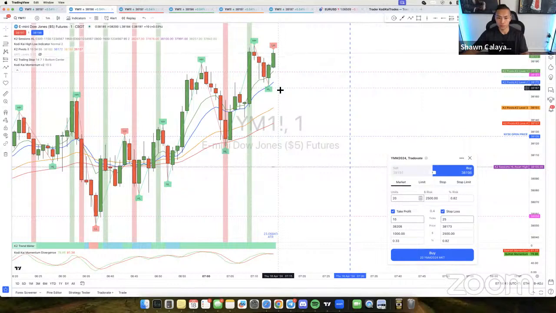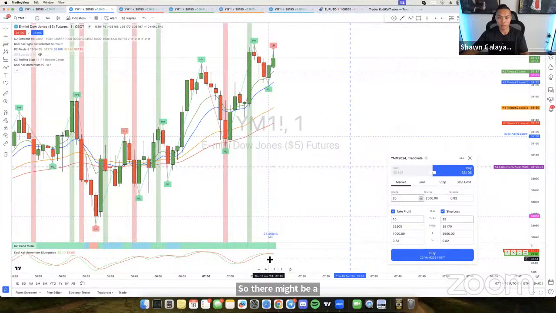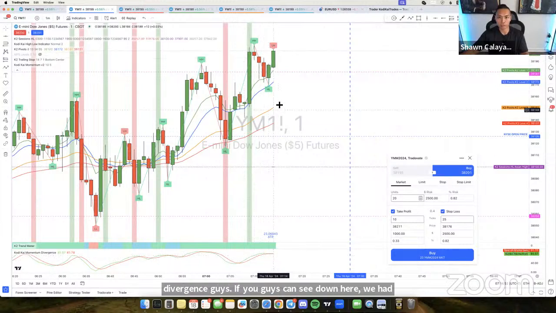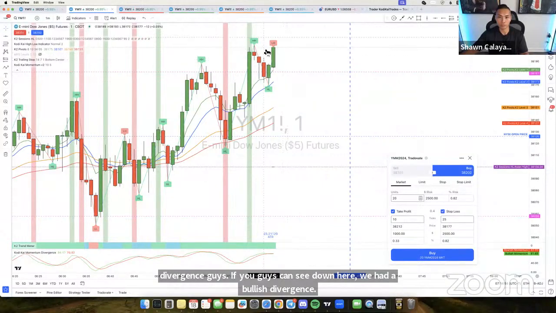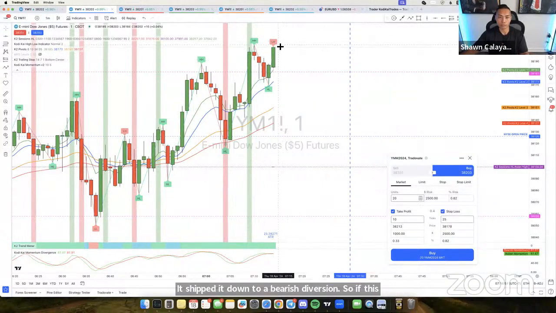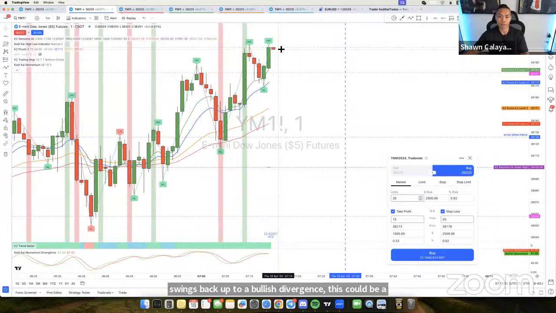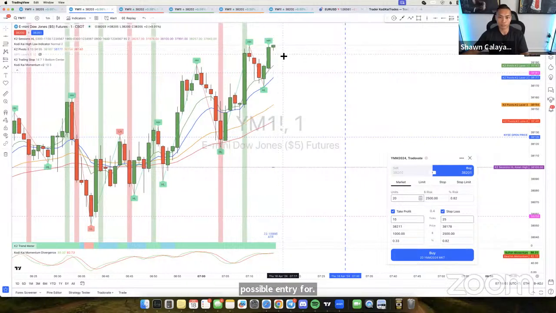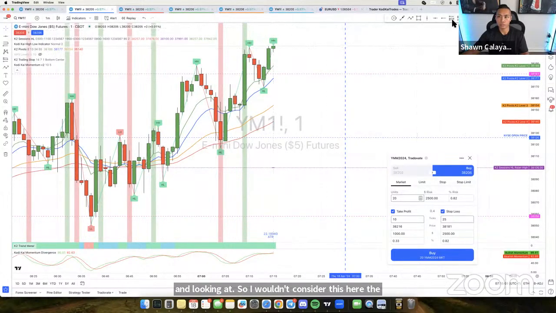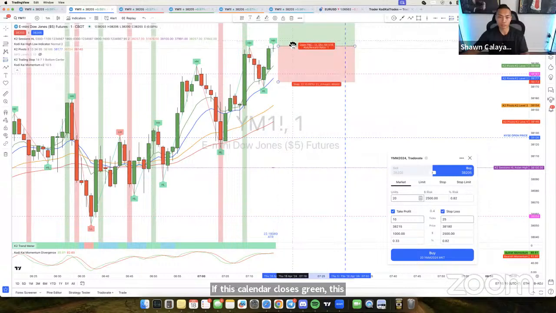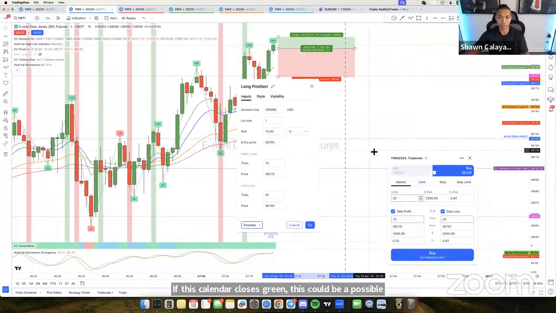All right, let's see. So there might be a setup over here for the momentum divergence, guys. If you can see down here, we had a bullish divergence. It shifted down to a bearish divergence. So if this swings back up to a bullish divergence, this could be a possible entry for the momentum divergence strategy that I've been testing out and looking at. I wouldn't consider this here the entry yet. If this candle here closes green, this could be a possible entry for the momentum divergence that I've been introducing to you guys.